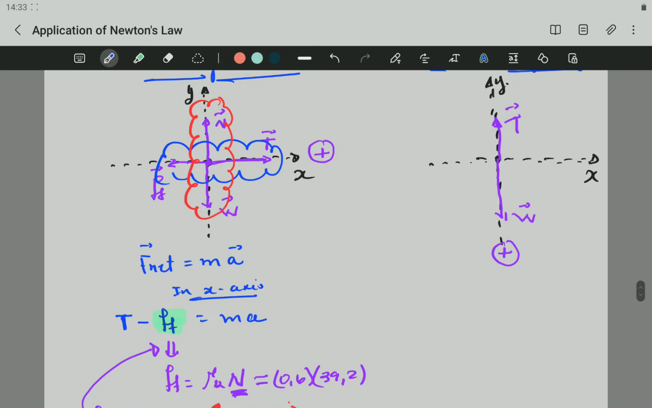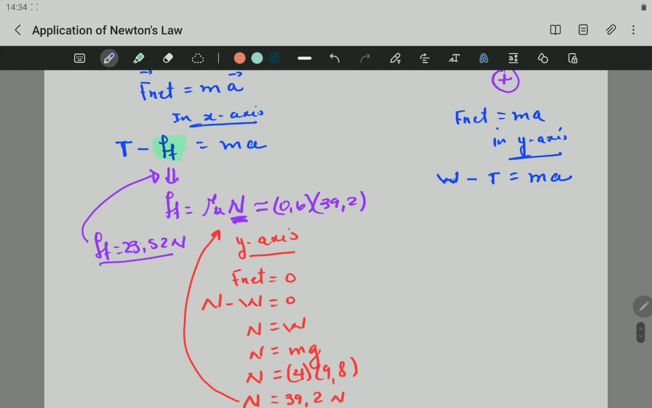The other block, we're going to use Newton's second law. We have net force is equal to ma. Now in the y-axis, we only have one axis with forces, which is the y-axis. Note, down is positive. So it's weight minus tension is equal to ma. We don't have the weight, but we know it is mass multiplied by acceleration due to gravity, minus tension is equal to ma.